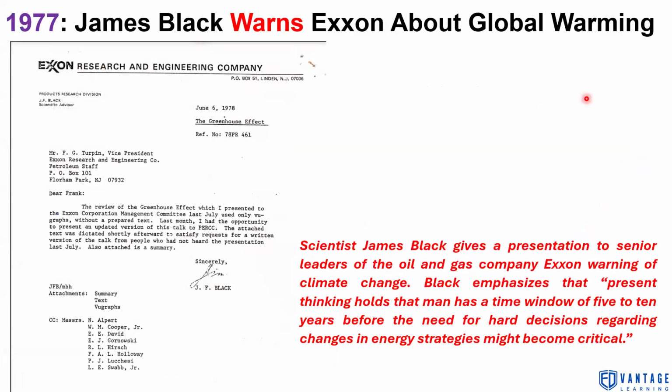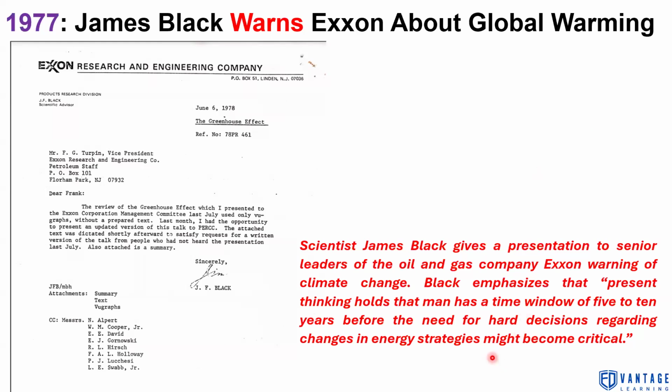So this is a very interesting letter that was written by James Black. He's a scientific advisor to Exxon about global warming, and this is in 1977. So scientist James Black gives a presentation to senior leaders of the oil and gas company Exxon, warning of climate change. He emphasized that present thinking holds that man has a time window of 5 to 10 years before the need for hard decisions regarding changes in energy strategies might become critical.